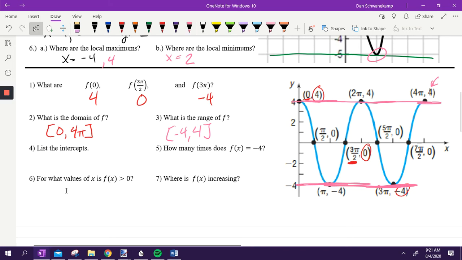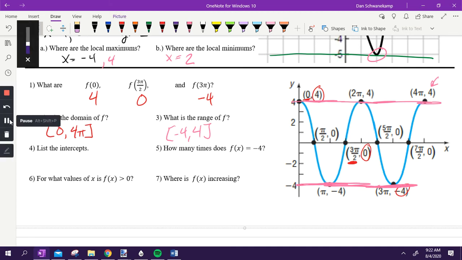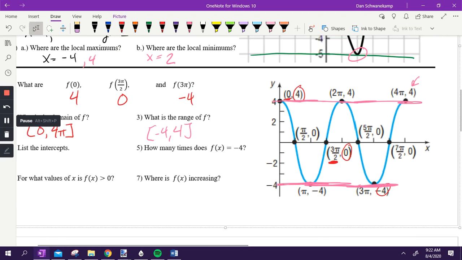Try the next 4. List the intercepts. How many times? When is f of x greater than 0? When is it increasing? So list the intercepts. If I wanted to list the intercepts here, Abby, what do you say for intercepts? Hang on. X equals pi over 2, 3 pi over 2.